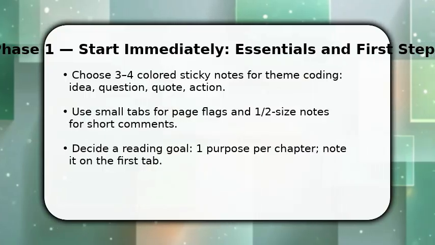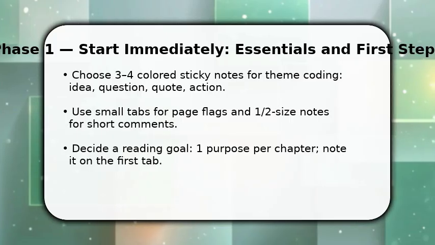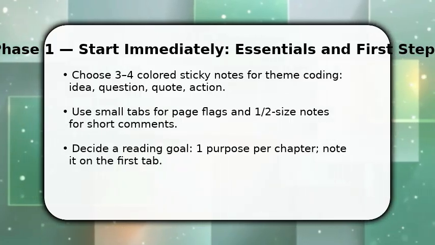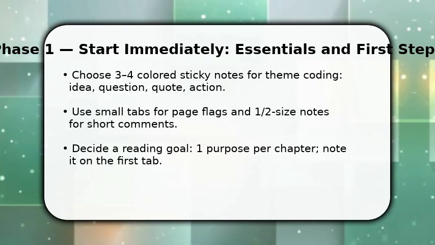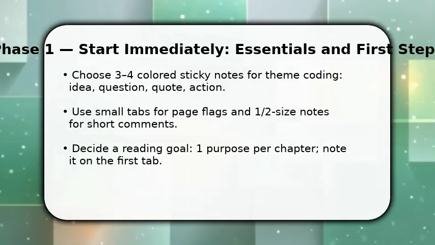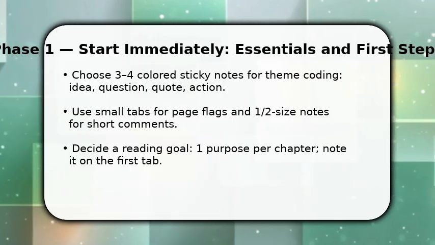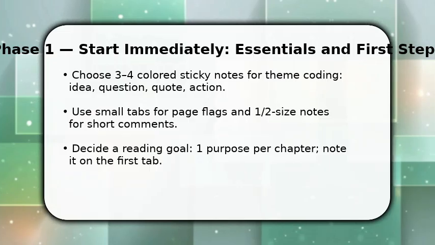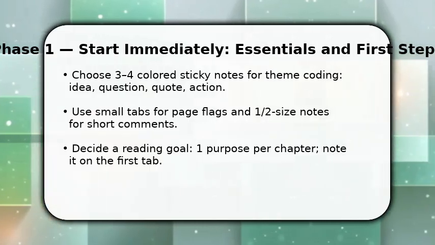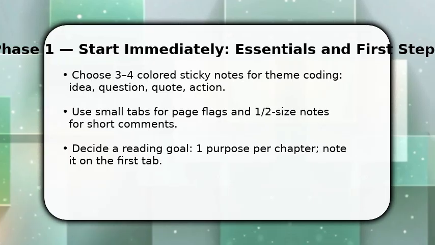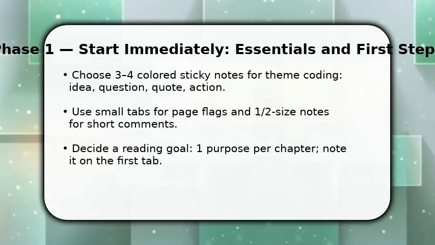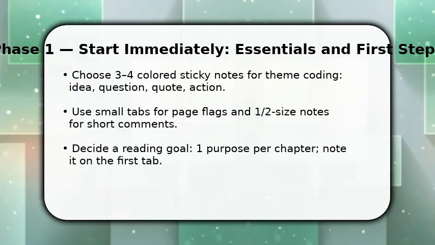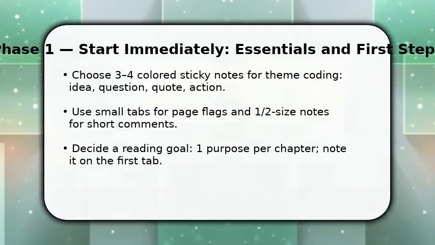You start with purpose. Decide why you are reading this chapter and pick 3-4 colors to represent themes. Once done, place a page flag at the first paragraph that matters and write a single word label on it. This anchors context. Make your first full sticky note only when a sentence sparks a reaction, a summary, question, or quote. Use short phrases, not full paragraphs, and date each note so you can track progress and return quickly later.